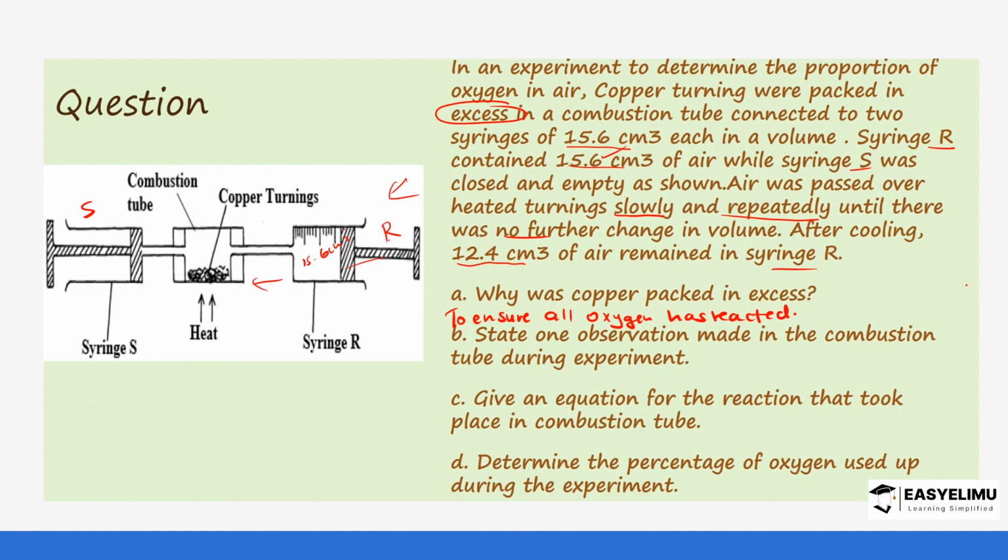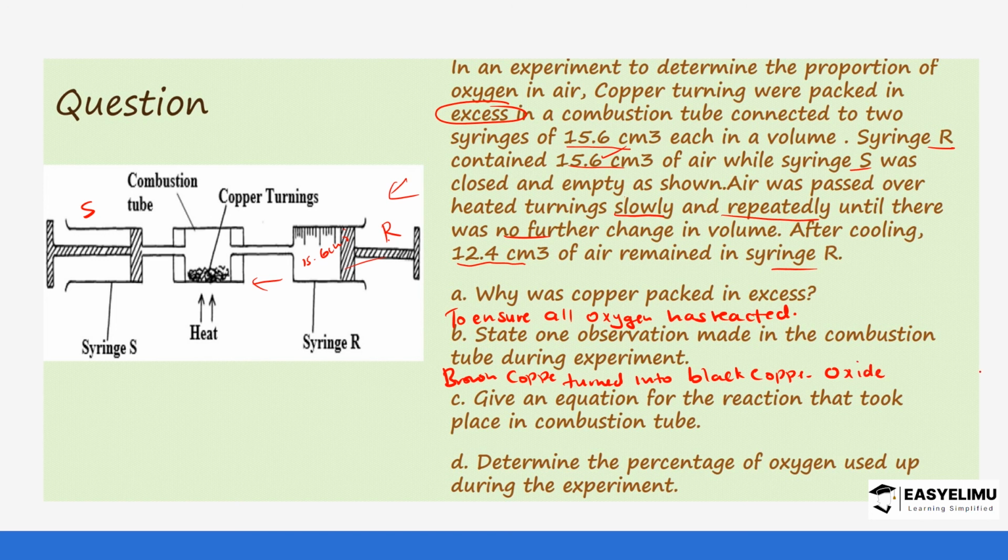Next question is, state one observation made in the combustion tube during the experiment. We said one of the observations is the color change of copper. So we will say that the brown copper turnings turn into black copper oxide or copper 2 oxide.